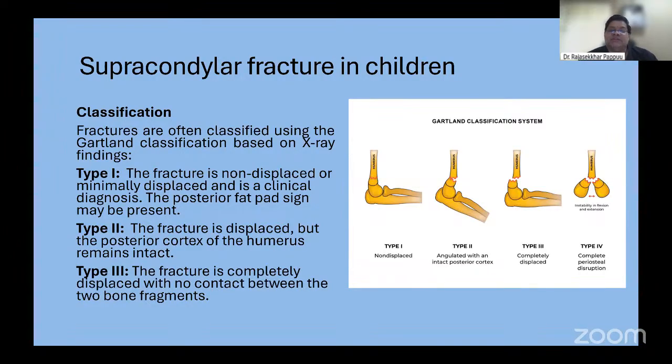So what is the classification? There are four types of supracondylar fractures: type 1, type 2, type 3, type 4. Type 1 is non-displaced. Type 2 is slightly angulated, which can be corrected. These two fall under conservative treatment. Type 3 is completely displaced, though not grossly displaced, but these might require surgery because these are very unstable fractures that require stabilization. If you have to stabilize it, you have to keep it in full flexion. This full flexion sometimes causes vascular issues.